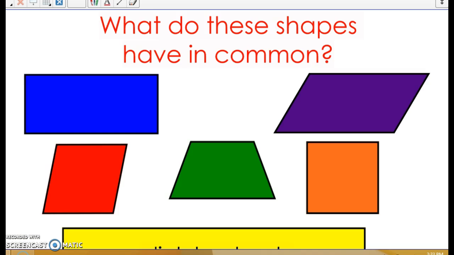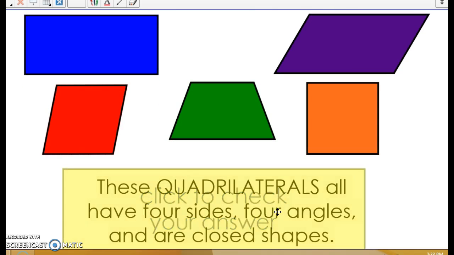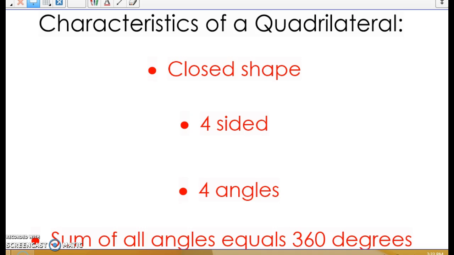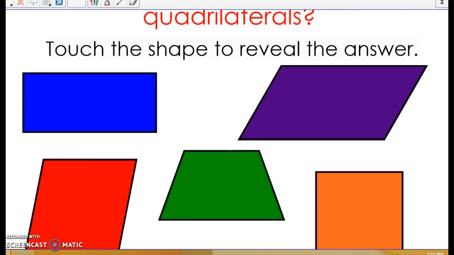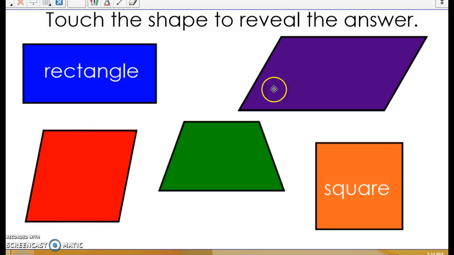All right, so all these shapes, what do they have in common? Well, they're all quadrilaterals. So they all have four sides, four angles, and they're all closed shapes. That's just a very broad term for a four-sided shape. All right, and then we're going to get into some more specifics here. So we have some names here. This is going to be a rectangle, and we know this is a square. All right, but then see, these are some of the new ones.